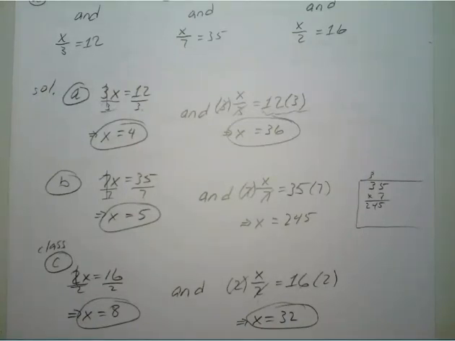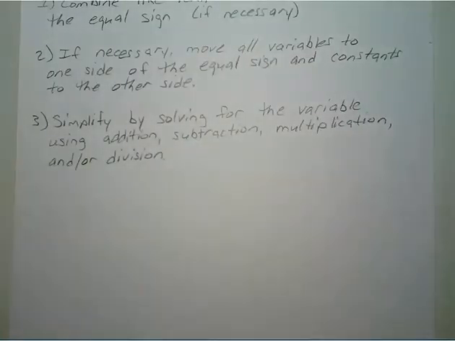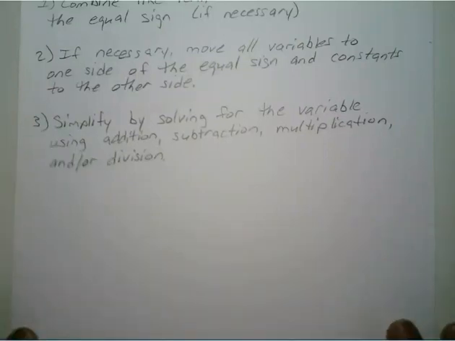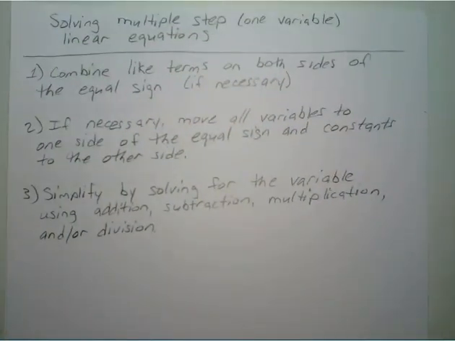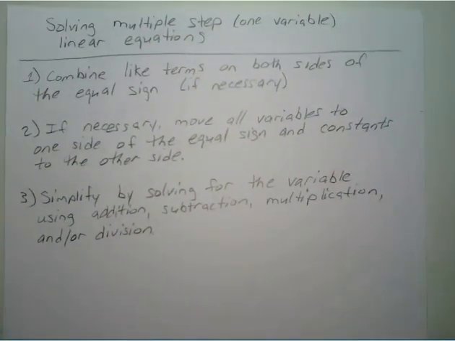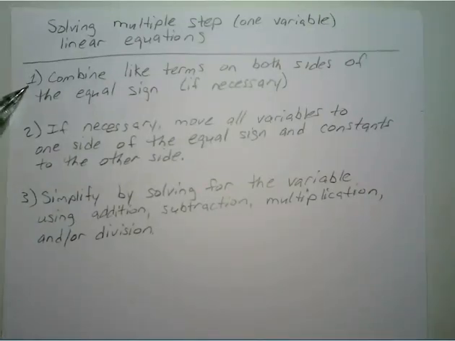All right. So if you're still writing this, of course, feel free to pause it and finish up. But we're going to go ahead and move on to our next page, which explains how to solve a one-variable linear equation if you have more than the 1 steps that we've been using so far. Okay. So your first step is you're going to combine your like terms on both sides of the equal sign if it's necessary.